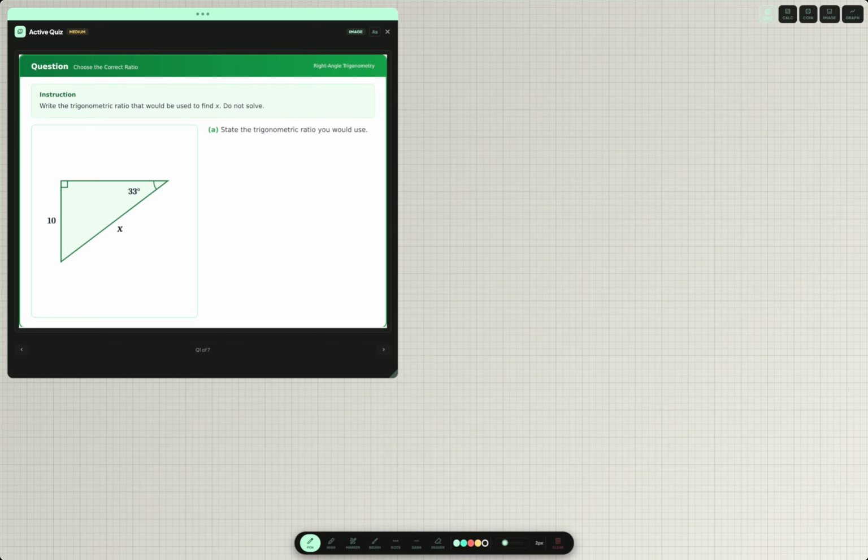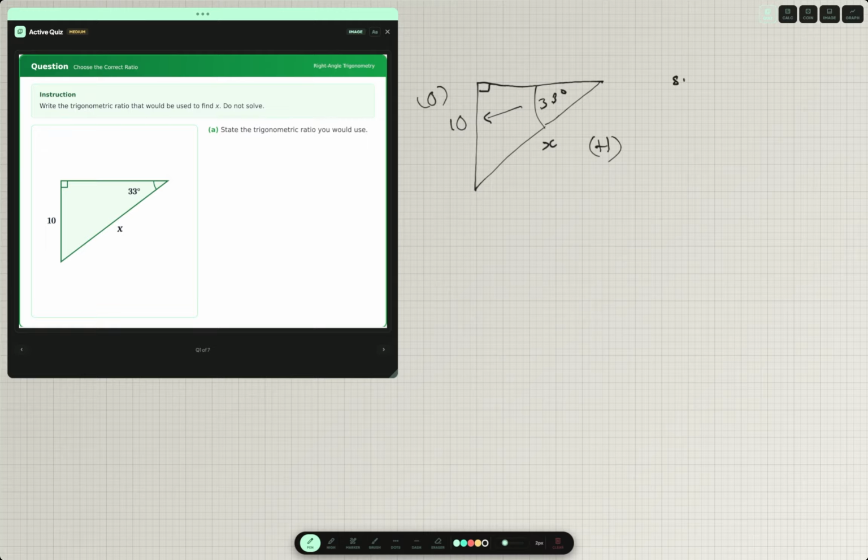So we have a right angle triangle here, and it's 33 degrees is the angle we're interested in. We have our unknown pronumeral here, and we have our value here, 10, on the side. Now, if we see this here, we know that we've got 10 opposite, and we've got our x, which is going to be our hypotenuse.